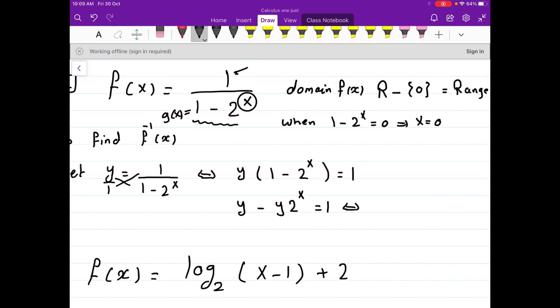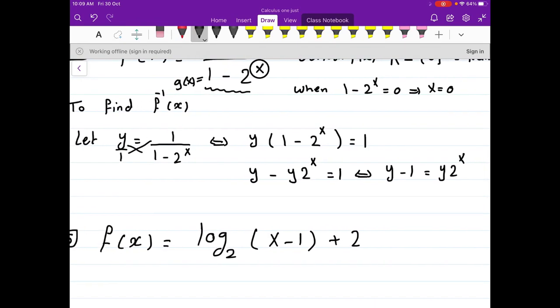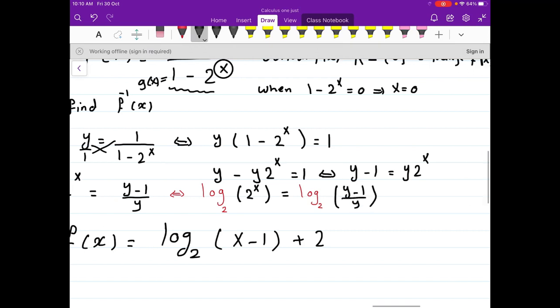Solve for x in terms of y. So you get y minus 1 equals y times 2 to the power x. Divide by y, under the condition that y does not equal 0. So we have 2 to the power x equals (y minus 1) over y. To get x alone, we take the inverse of the function 2 to the power x on both sides. So take log base 2: x equals log base 2 of (y minus 1) over y.